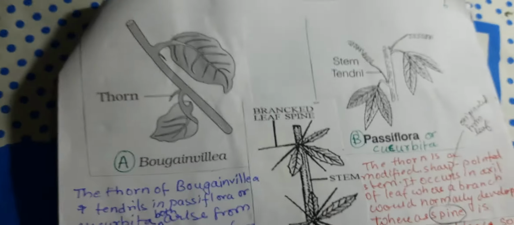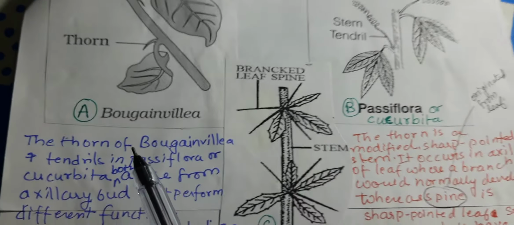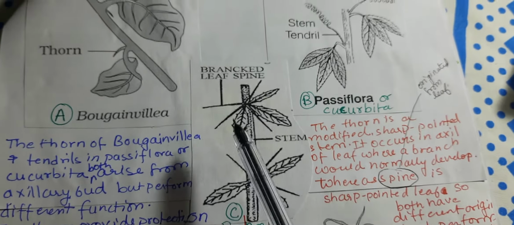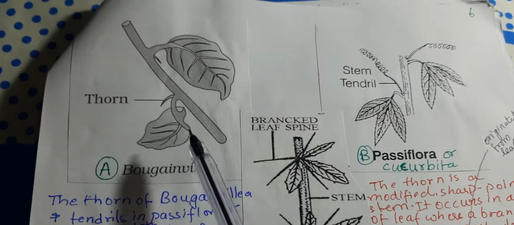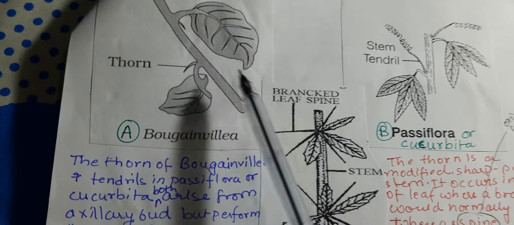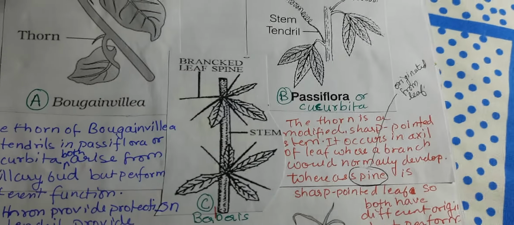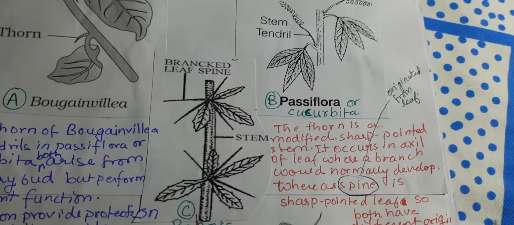Now you can see, you just see the thorns over here. These are the thorns and these are the spines. So thorns always arise from the stem. The spine, whatever shape they are, maybe small or big, they arise from the leaf.